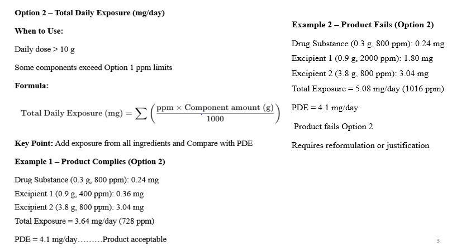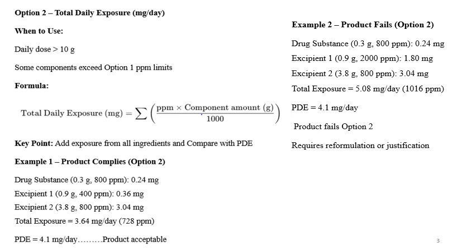Now the second example I can say, it is where the product is failing. Now drug substance is with 0.3 gram per day exposure, excipient 1 is with 0.9 gram, excipient 2 is 3.8 gram. Total exposure considering the ppm levels is coming 5.08 mg per day.